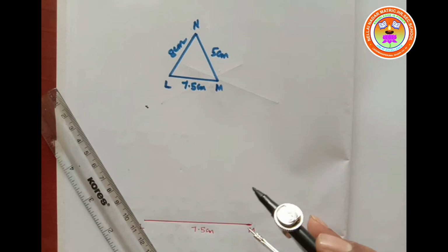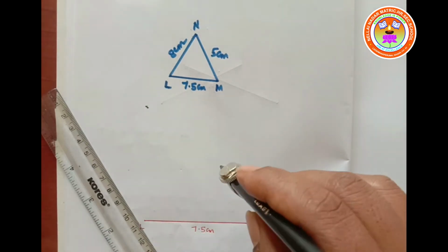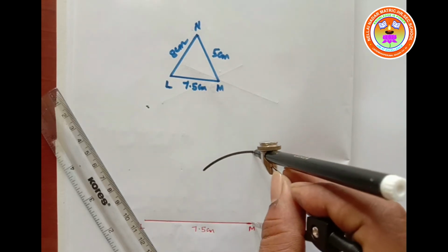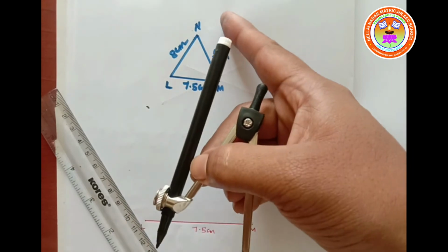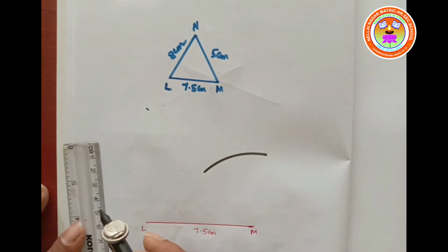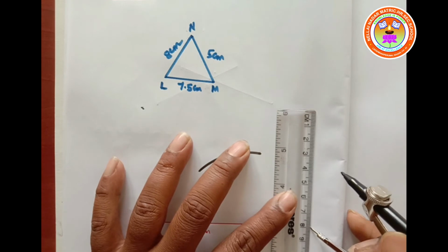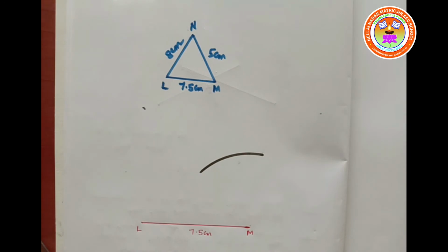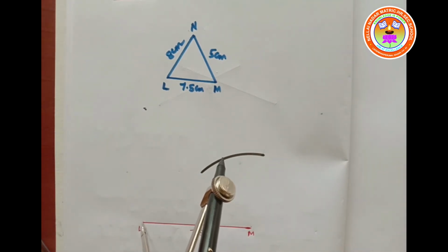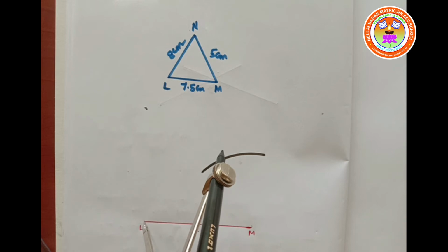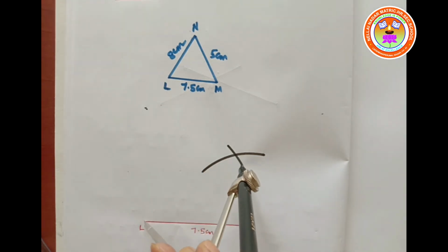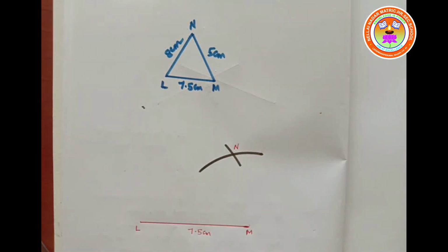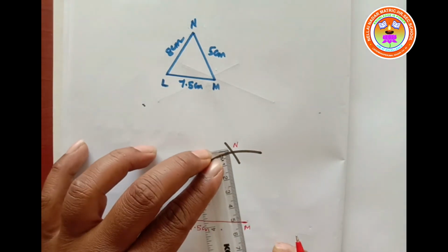5 centimeter from N, radius 5 centimeter, cut an arc. It's clear, children? Then L to N is 8 centimeter. So take exact 8 centimeter as radius from point L to cut an arc. Radius 8 centimeter. Okay. Now this point is N. It's clear, children? Now join MN.